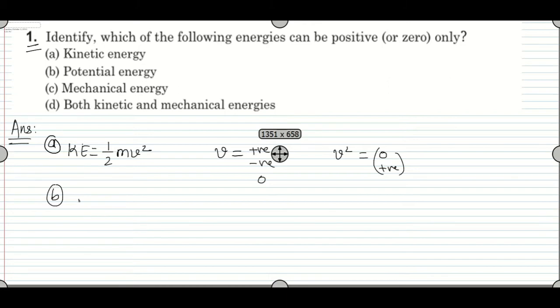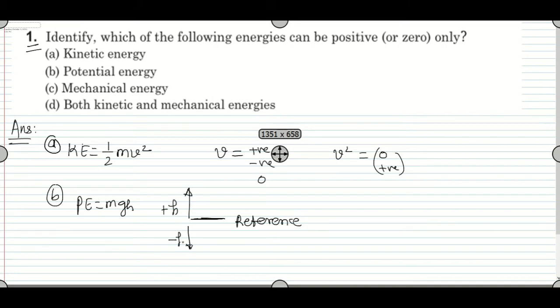What about potential energy? Potential energy is m into g into h. The h value depends on our reference. If you go upward, h is positive. If you go downward, h is negative. So potential energy positive is possible, potential energy negative is possible, and potential energy on the reference line we consider as 0 joule. So potential energy positive, zero, and negative are all possible. So this is not the answer.